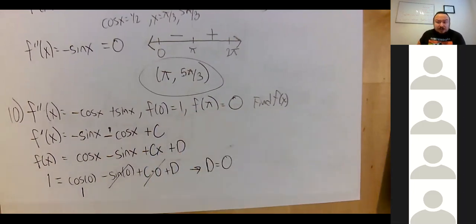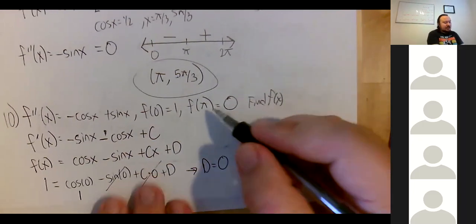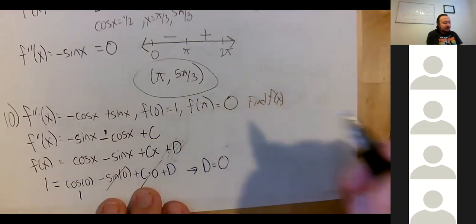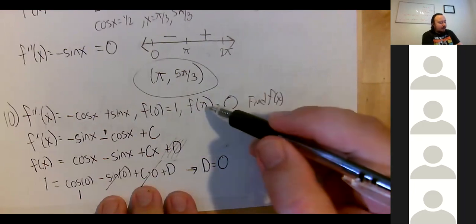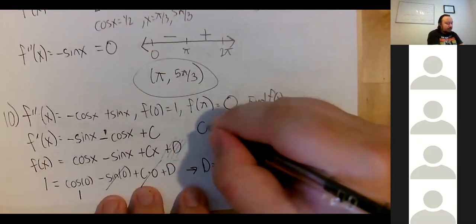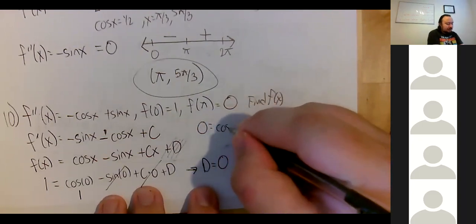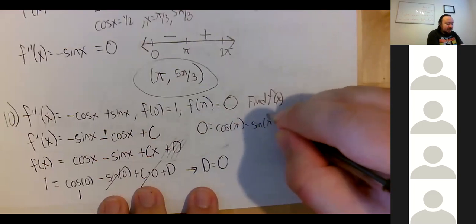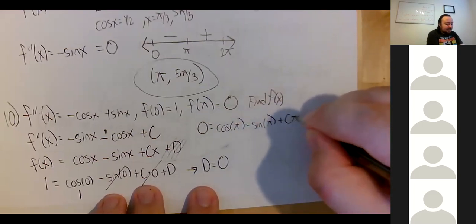Next, hopefully we'll be able to figure out what C is from f of pi having to be 0. So this time I'm going to use this again, although I can get rid of this D now because it's 0. I'm going to plug in pi for all my x's and then have 0 over here. So 0 will be cosine of pi minus sine of pi plus C times pi.